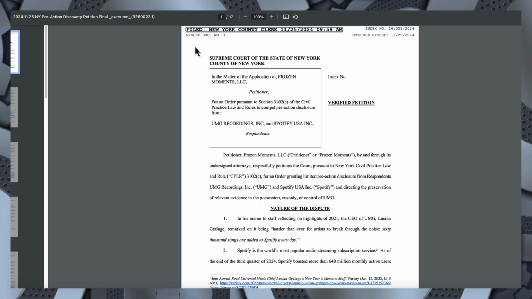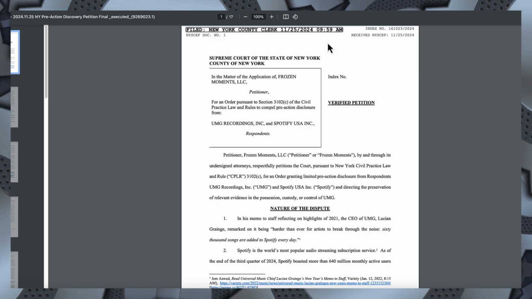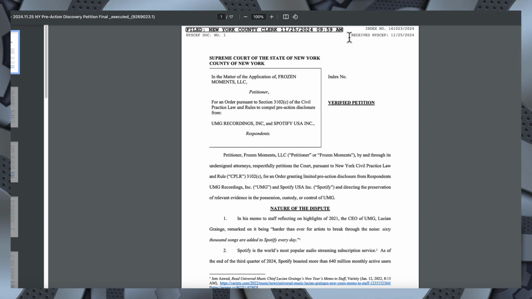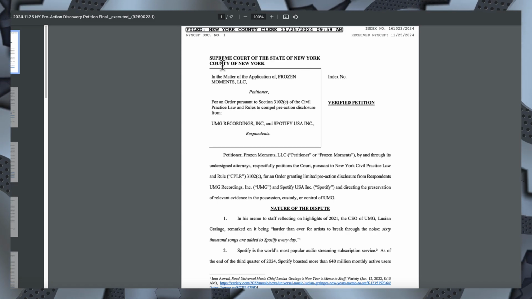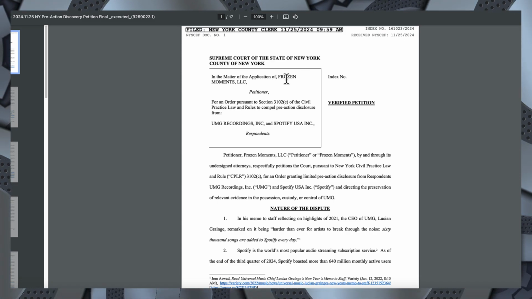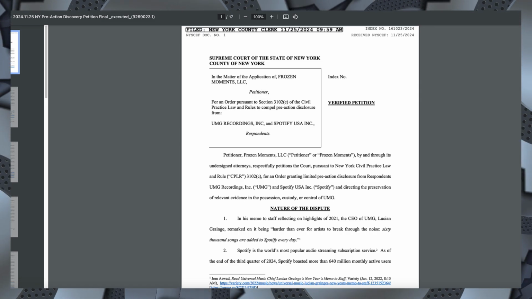So today filed, New York County Clerk, 11/25/2024, 9:59 a.m. That's today's date. Supreme Court of the State of New York, County of New York, in the matter of the application of Frozen Moments LLC. Let's see who they are.